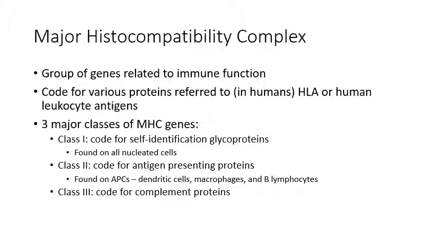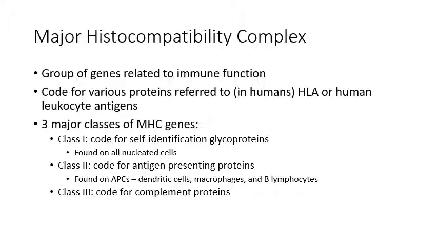Now, MHC class 2 proteins are more specific. We don't find these on all cells. In fact, we only find them on cells that we refer to as antigen-presenting cells. Those are dendritic cells, macrophages, and B cells. Antigen-presenting cells, their whole job is to find antigens and then present them to T cells. And MHC class 2 proteins are the molecule that they use to do that presentation. This MHC class II protein we find on the surface of those APCs is going to essentially hold an antigen and bring it to a T cell.